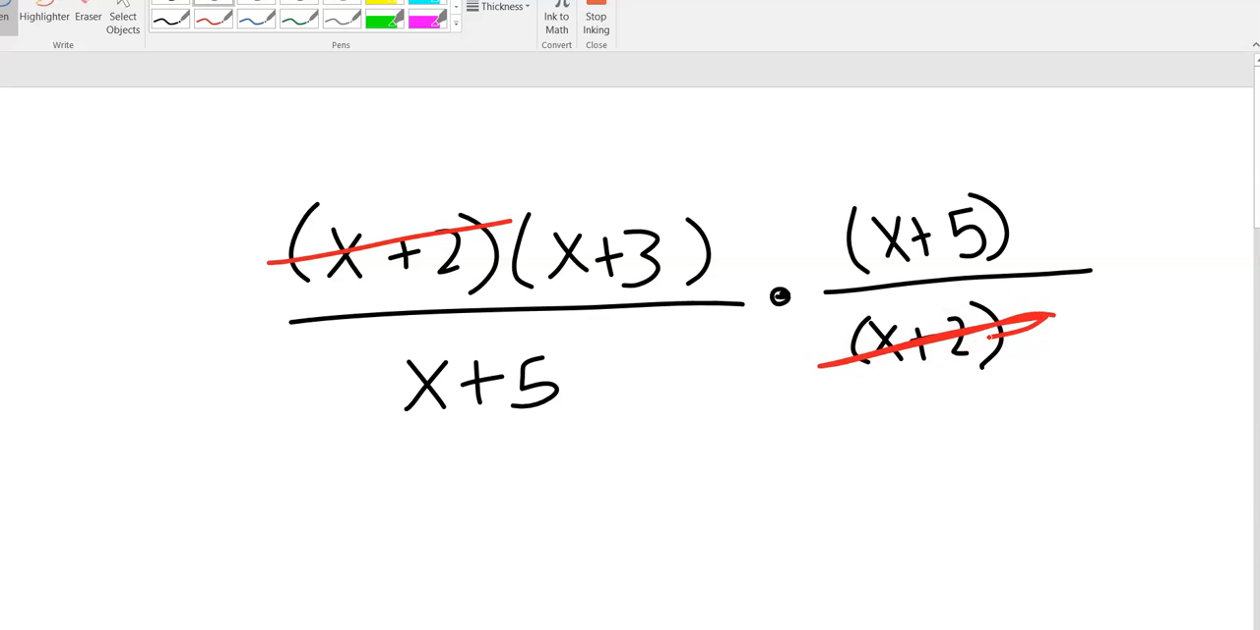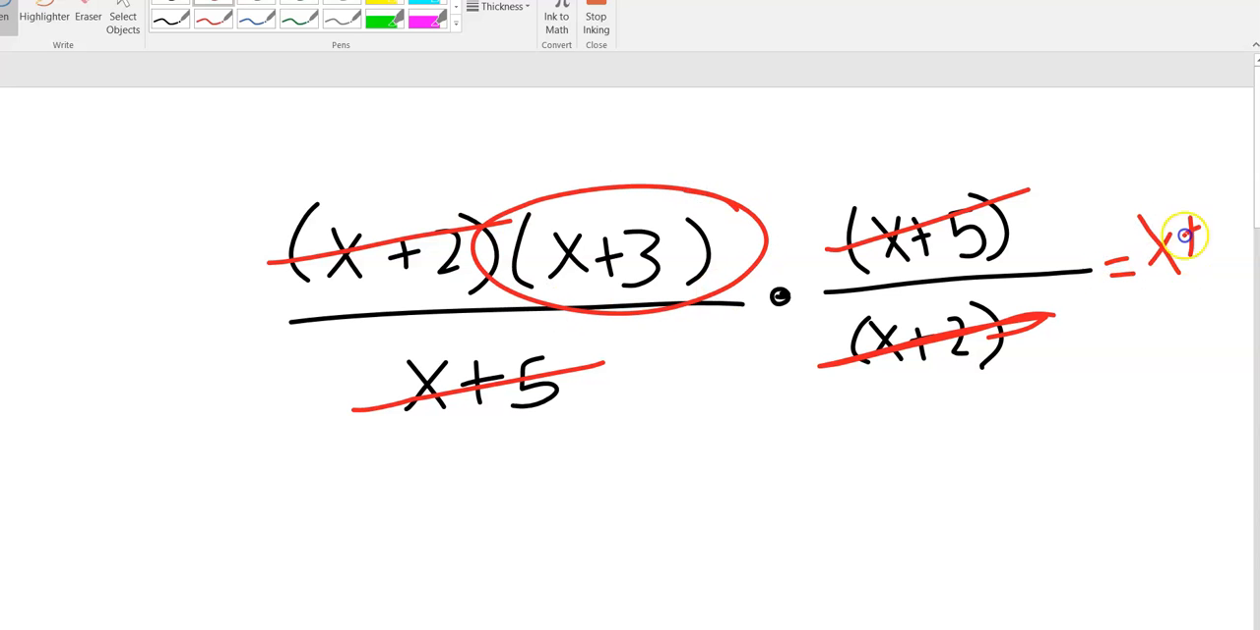cancel each other out. Now I also have x plus 5 down here in the bottom and x plus 5 up here in the top. Those two things also cancel each other out. My final answer would just be whatever's left over here in the top. If it's in the top, it's just going to be x plus 3. And that would be my simplified answer.